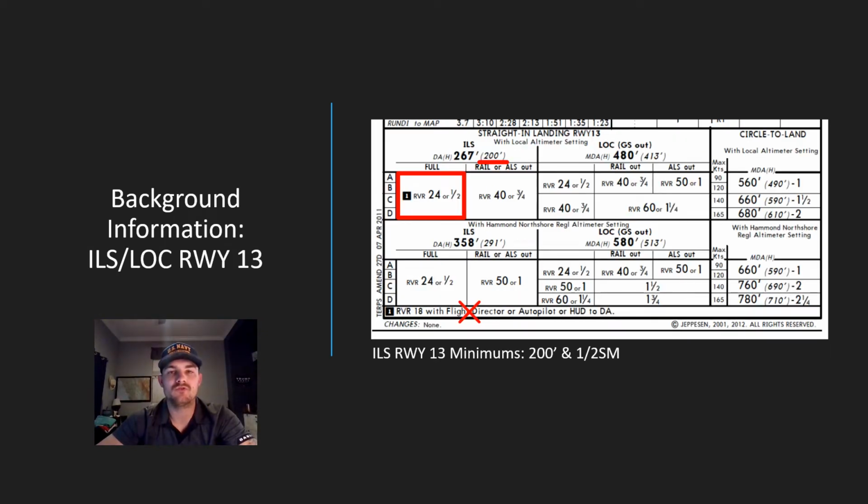Because we are not equipped with a GPS, we cannot fly any of the GPS approaches at Baton Rouge. We are left with the ILS or localizer 13, ILS or localizer 22 right, VOR 4 left, and VOR DME 22 right. On ILS 13, our minimums are 200 feet and 1/2 statute mile visibility. Because our autopilot is inoperative, the note that would have allowed the lower minimum visibility, annotated by 1, is not applicable.